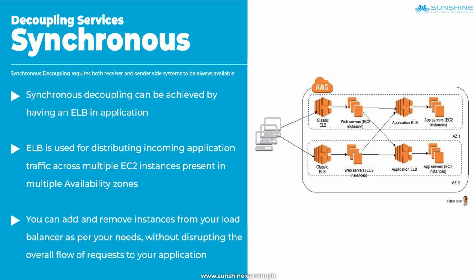So this is an example of a synchronous communication with decoupling services, where you have two classic load balancers. If one load balancer fails, you have another one. You have a web server, if one fails, you have another one. You have an application load balancer, and the app servers also in the backend in different availability zones. So synchronous decoupling can be achieved by having an ALB in the application, and also if you add auto scaling here, still you will require the load balancer.